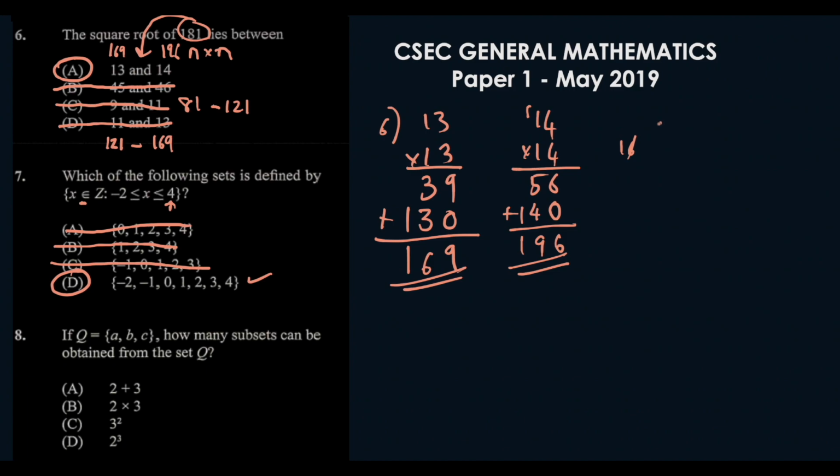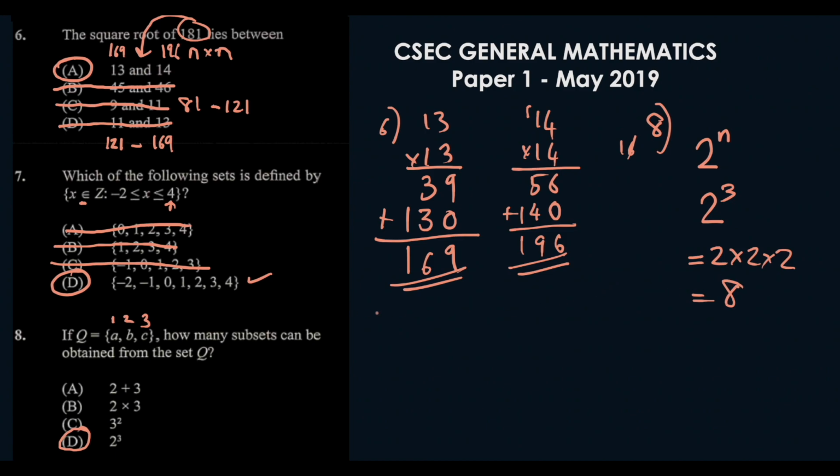All right, so number 8. If Q is equal to ABC, how many subsets can be obtained from the set Q? It's going to be 2 to the power of 3. Now, how do I know that? I know that because for any set, the number of subsets is 2 to the number of elements in that set. In this case, we have 1, 2, 3 elements, so 2 to the power of 3 is 2 times 2 times 2, which is 8.